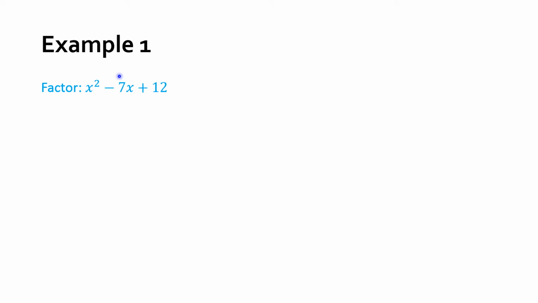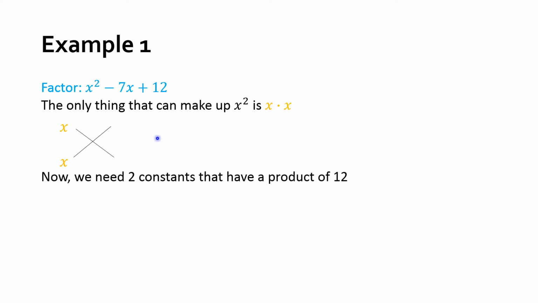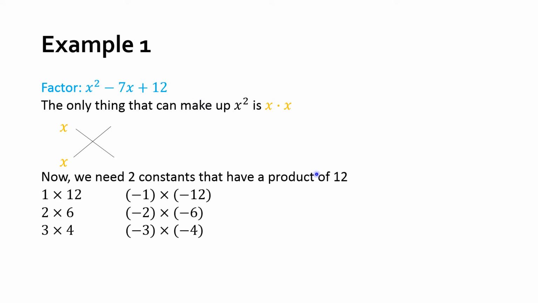Example 1. Factor x squared minus 7x plus 12. So the only thing that can make up x squared is x times x. So we draw a cross and we have x and x on top of each other on the left side. And now we need two constants that have a product of 12 on the right side. So we need the first constant here and the second constant here. And the product needs to be positive 12.